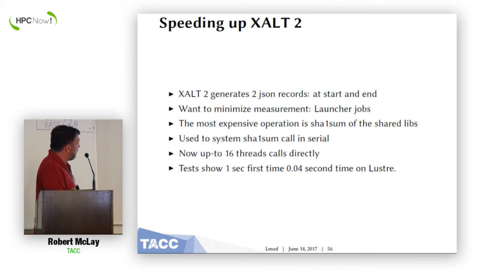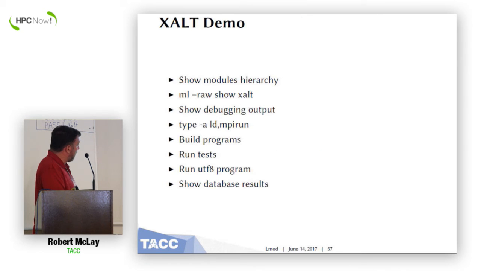I'm also working on speed. I don't really care about how long XALT takes on an MPI job. If you run an MPI job for a second or 2 and I add time to it, I don't care. But we have lots of jobs that are parameter sweeps, so they may be short, so I want XALT to be as fast as possible, what we call launcher jobs. The most expensive operation turns out to be taking the SHA1 of the shared libraries. So I switched it to be threaded, and now it takes 0.04 seconds on a Lustre file system, so I'm pretty happy with that. I'm running out of time, and I won't bore you with the demo.